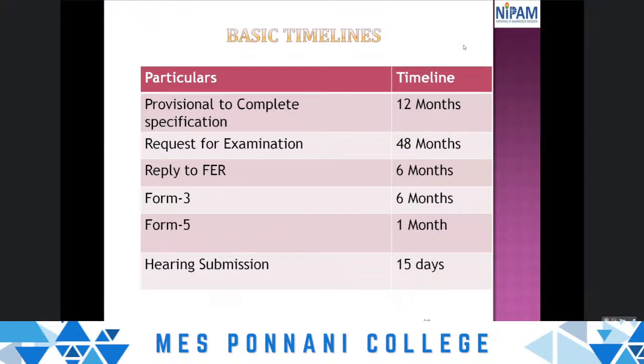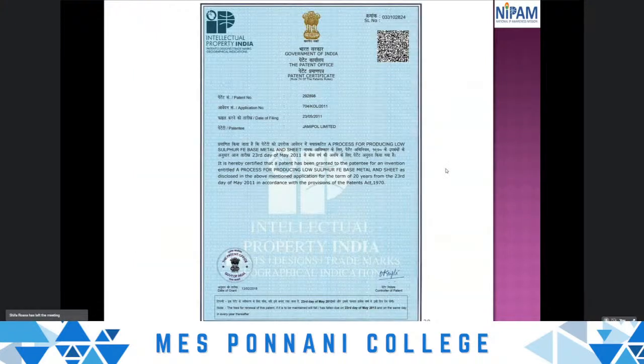So these are some basic timelines that you need to take care of when filing a patent application. Most of these we have discussed: from provisional to complete, you get a time period of 12 months. Then for request for examination, you get a time period of 48 months. All these are the important timelines. This is the sample of a patent certificate that is generated once your patent is granted.